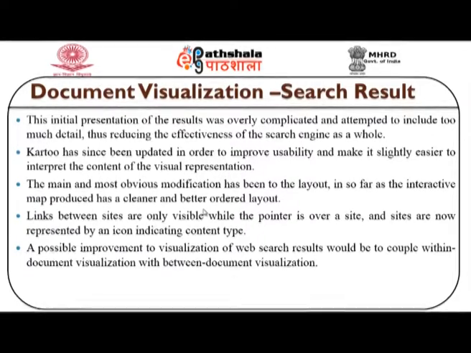The main and the most obvious modification that has been made to Car2 was on the layout, so far as the interactive map that has been produced has a cleaner and better ordered layout. Links between sites are only visible while the pointer is over a site, and the sites are now represented by an icon indicating the content type.